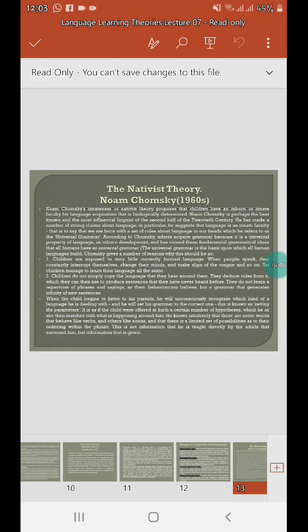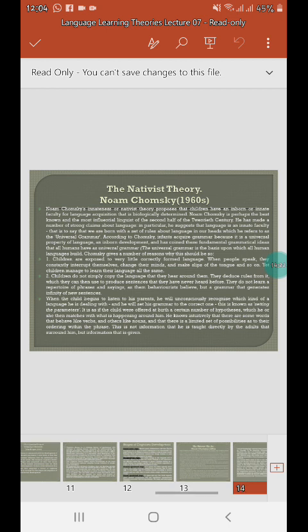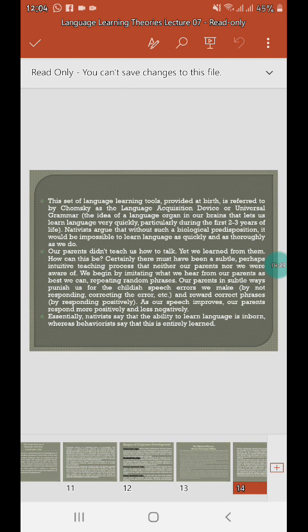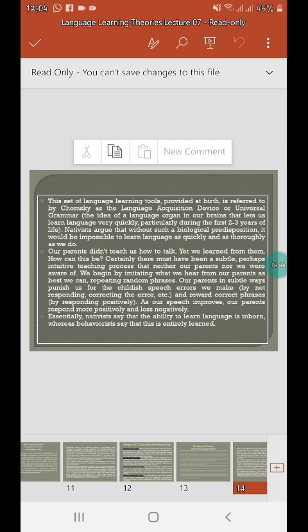It is totally opposite to B.F. Skinner's theory of behaviorism. The innate theory of mentalism, or innate capacities of the children, is not just imitating or following others. Some language learning tools provided at birth are referred to by Chomsky as the language acquisition device or universal grammar. The idea of a language organ in our brains lets us learn language very quickly, particularly during the first 2-3 years of life.